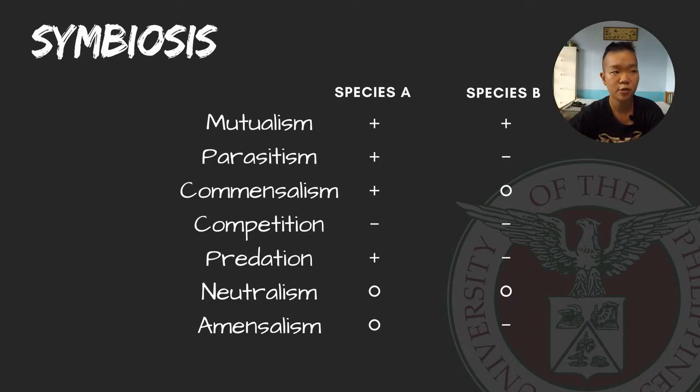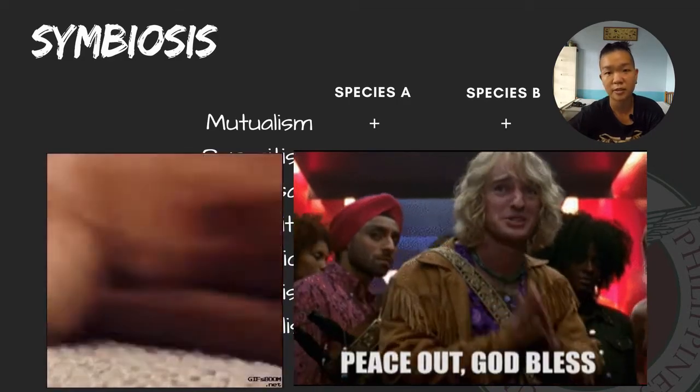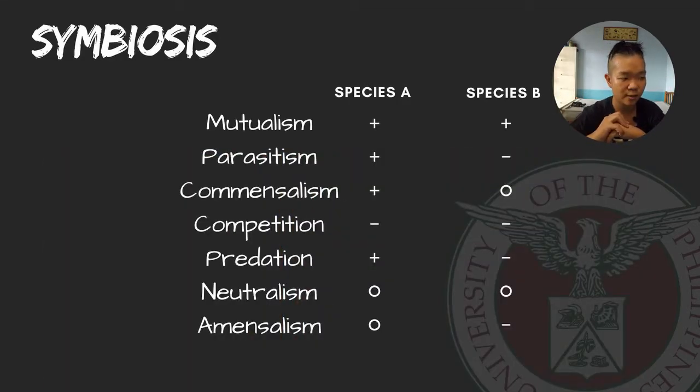Neutralism. It's a relationship where both parties just don't give a shit about each other. They don't really affect each other in any positive or negative way. Do whatever the fuck you want. I don't fucking care. Commensalism is a relationship where one is not necessarily affected positively or negatively. It's like, whatever. But the other species is negatively affected.